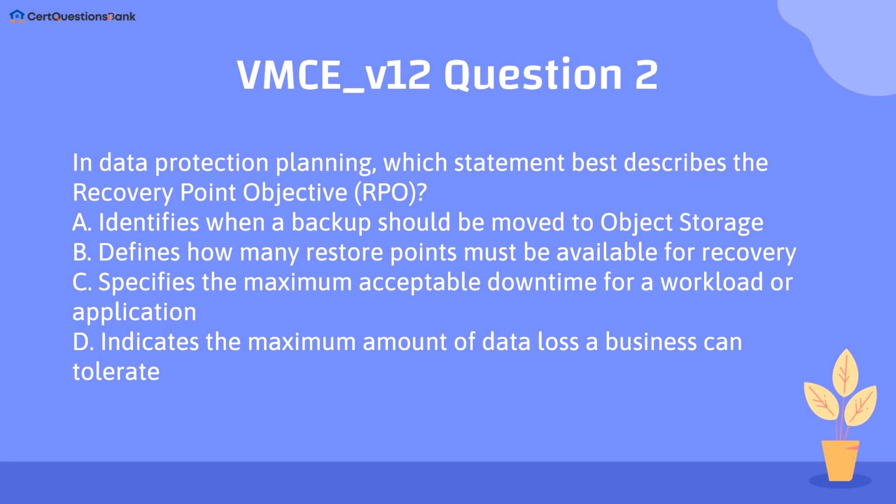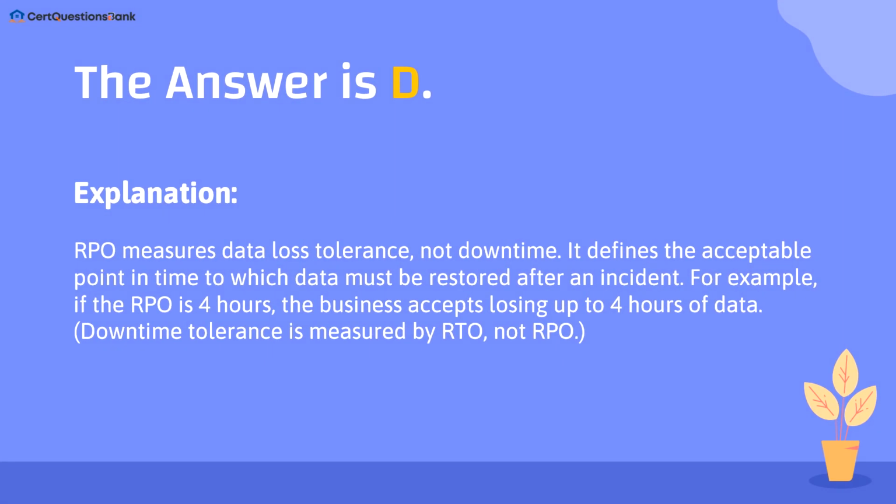In data protection planning, which statement best describes the recovery point objective, RPO? A. Identifies when a backup should be moved to object storage. B. Defines how many restore points must be available for recovery. C. Specifies the maximum acceptable downtime for a workload or application. D. Indicates the maximum amount of data loss a business can tolerate. The answer is D.